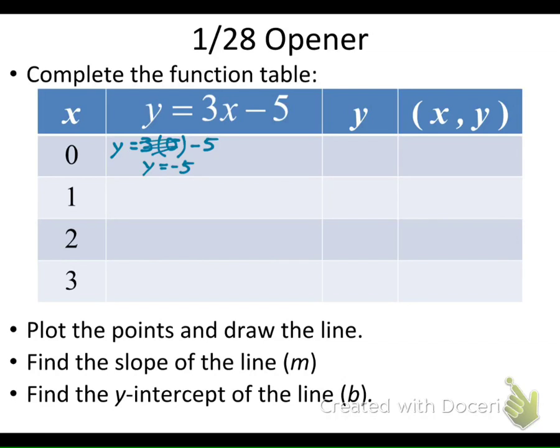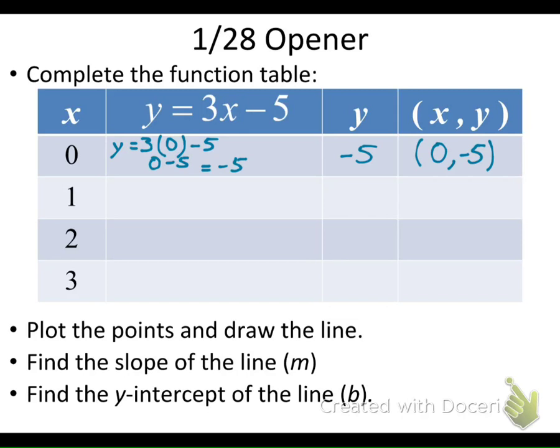Or you don't have to scratch it out like that. You could write, I'm going to go back real quick. So y equals negative 5 on all three of them? No. Just for the first one. You can rewrite 3 times 0 equals 0 minus 5. You're going to get the same answer, equals negative 5. Y equals negative 5. Make sure you put it in the y column. And then what's the ordered pair going to look like? 0, negative 5. Perfect. Okay.